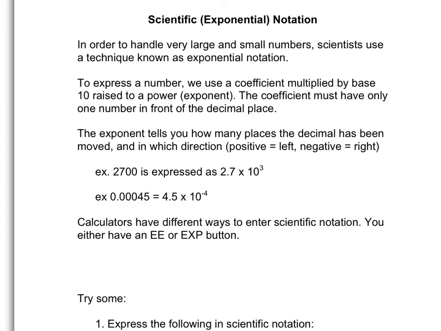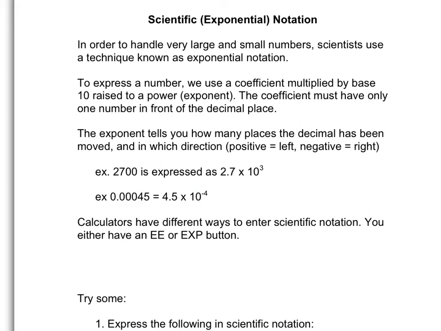My second example is 0.00045. It's expressed as 4.5 times 10 to the minus 4. In order to get one digit in front of the decimal, I have to pick up my decimal place and move it 1, 2, 3, 4 spaces to the right, giving me a negative 4 exponent.